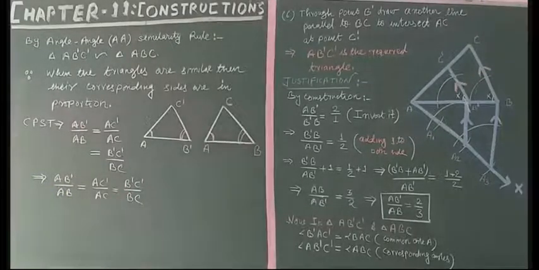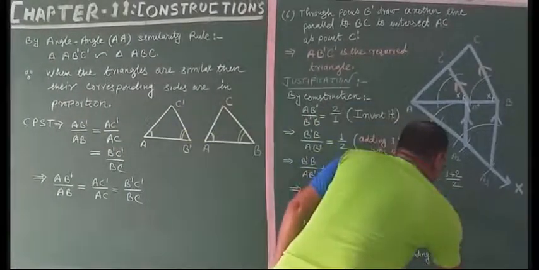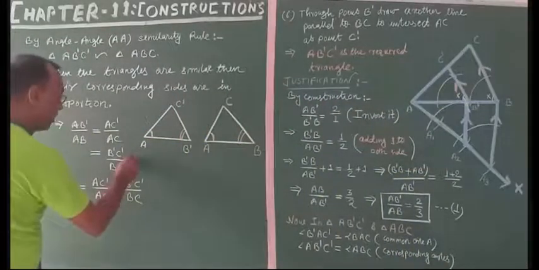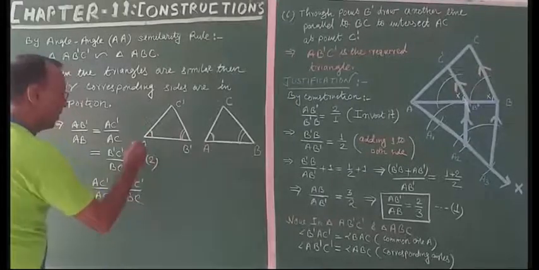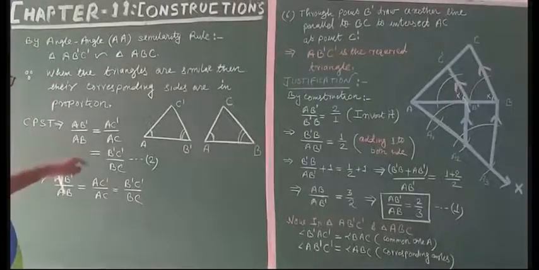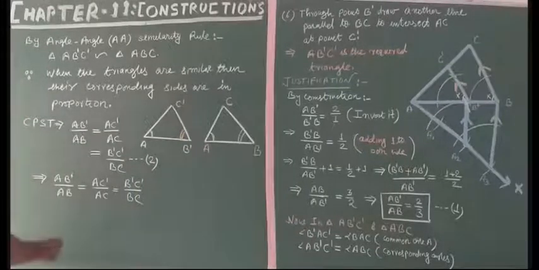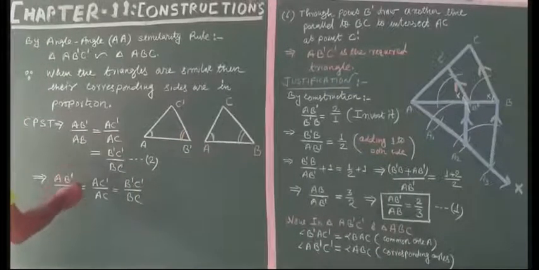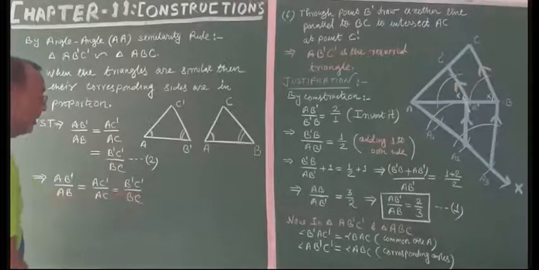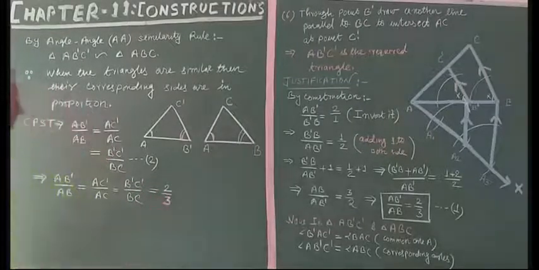Now just look here. What is the value of AB dash upon AB? Suppose this was equation number 1 and this was equation number 2. So what will happen from the equation first and second? The AB dash upon AB is how much? 2 upon 3. So from first and second, AB dash upon AB is equal to AC dash upon AC is equal to B dash C dash upon BC, which will be equal to 2 upon 3.